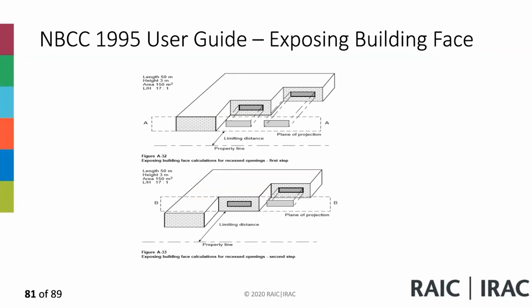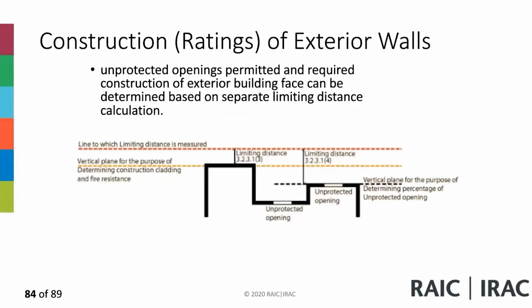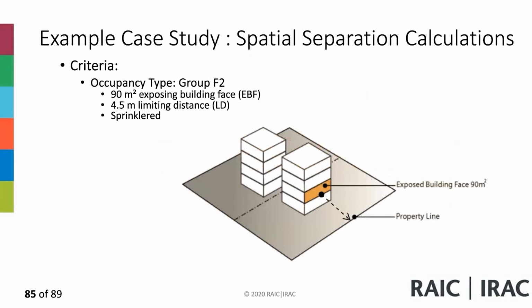Any other questions? Okay, so let's try to do this. The floors are 45-minute rated floors, so I can do each floor as a separate fire compartment. In this case, I have an F2 medium hazard occupancy. I've got a 90 square meter exposing building face. I've got a 4.5 meter limiting distance. In this case, I'm measuring it to the property line, and the building is sprinklered. So based on that, what is the maximum unprotected opening I can have? Can somebody tell me?